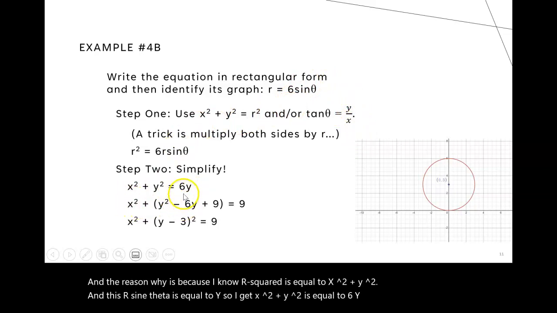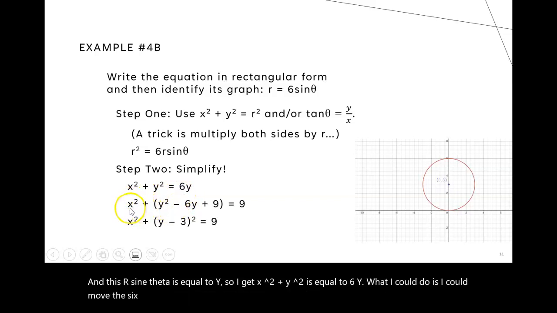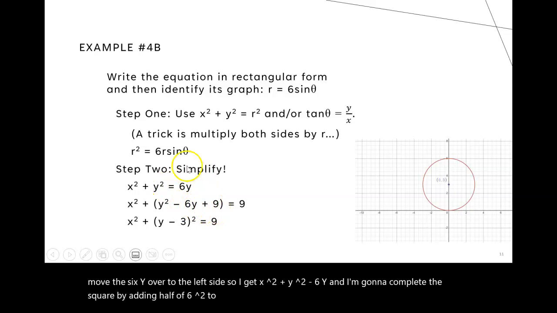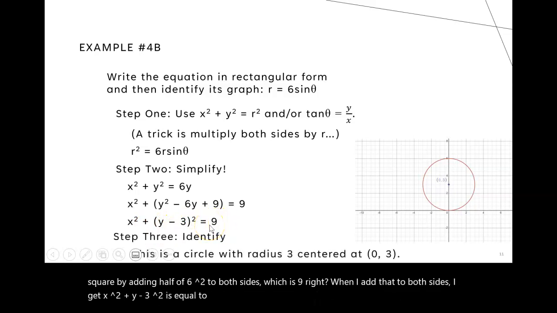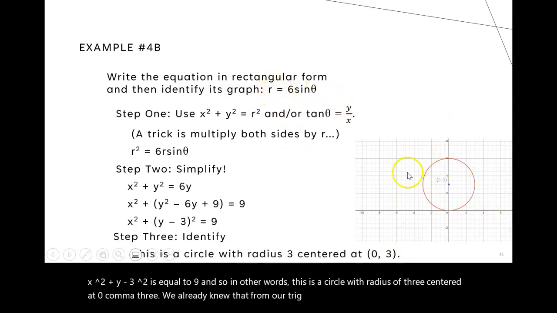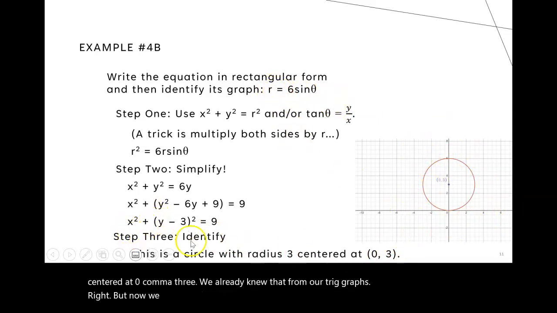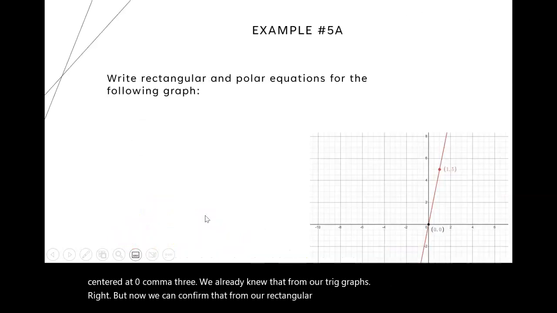What I can do is move the 6y over to the left side, so I get x squared plus y squared minus 6y. And I'm going to complete the square by adding half of 6 squared to both sides, which is 9. All right, when I add that to both sides, I get x squared plus y minus 3 squared is equal to 9. And so in other words, this is a circle with radius of 3 centered at 0, 3. We already knew that from our trig graphs, right? But now we can confirm that from our rectangular coordinates.